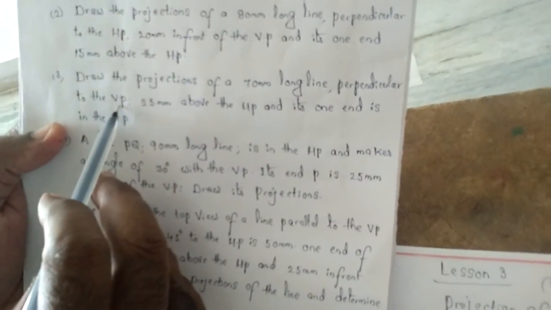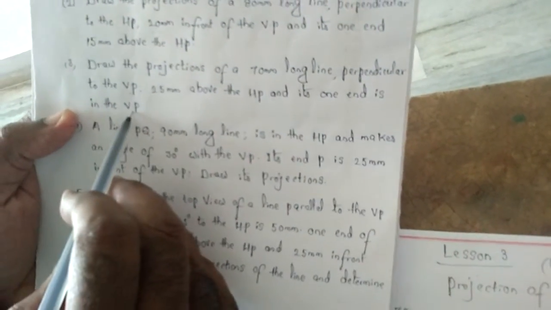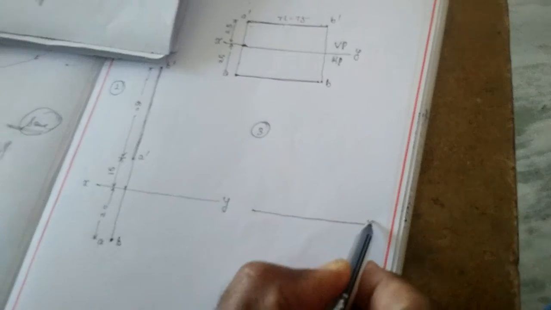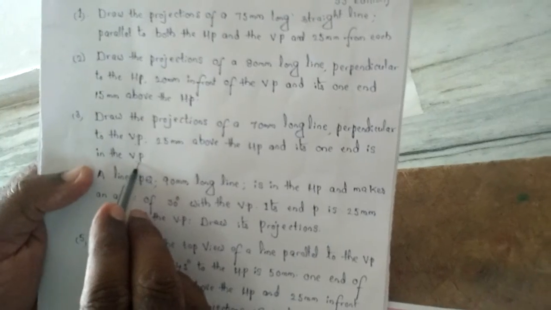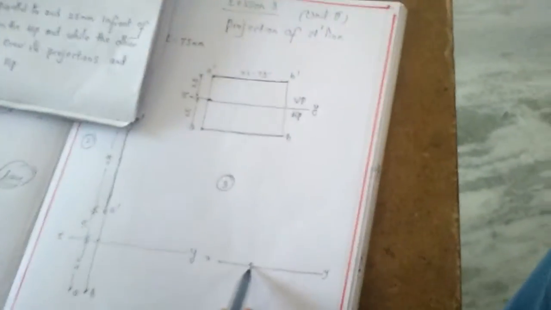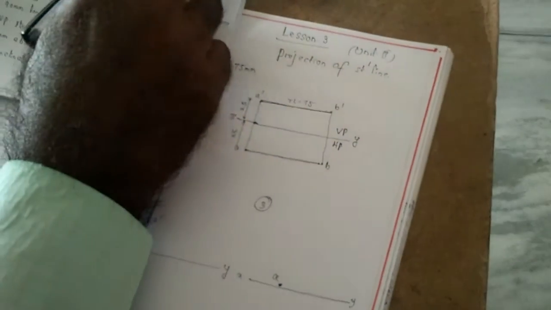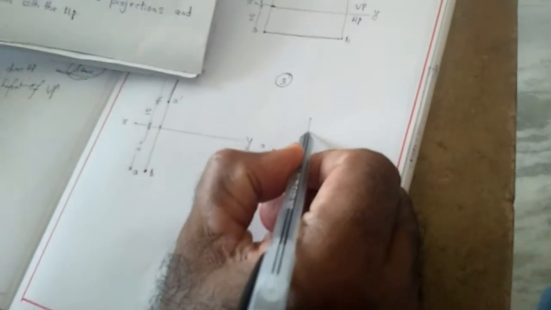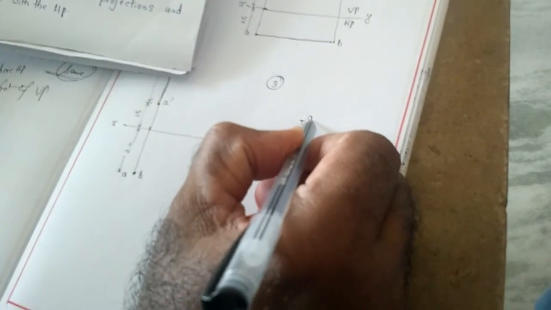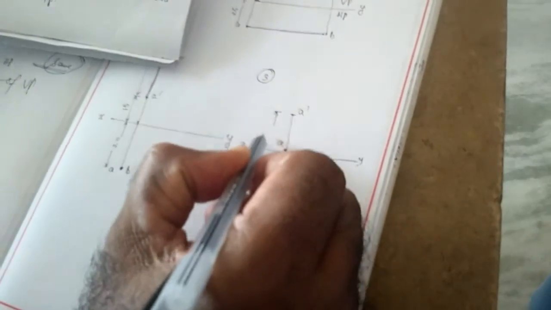Whenever you go to question number 3, this is perpendicular to VP. Perpendicular to VP, one end is in the VP and 25 millimeter above HP. So this is the same kind of problem, this is 3. This is the XY line. Here one end is in the VP, which means the top view, nothing but A, is on the XY line, and 25 millimeter above HP. That's why this is A dash. This gap is 25.